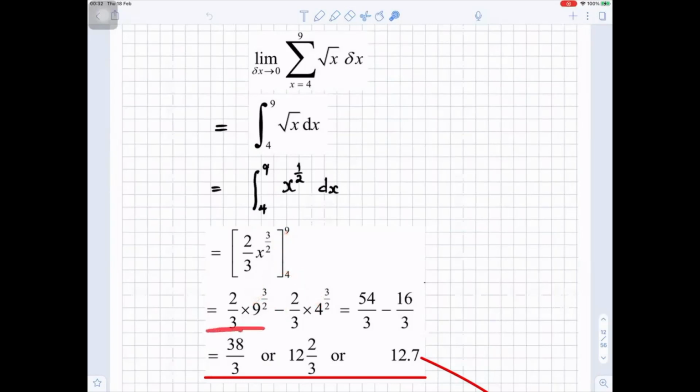When you substitute 9, you get 54 over 3. When you substitute 4, you get 16 over 3. When you subtract them, it gives you 38 over 3, which you can write as 12 and 2/3 or 12.7.